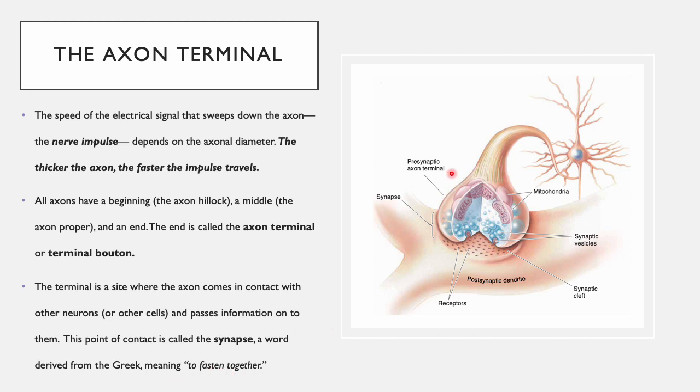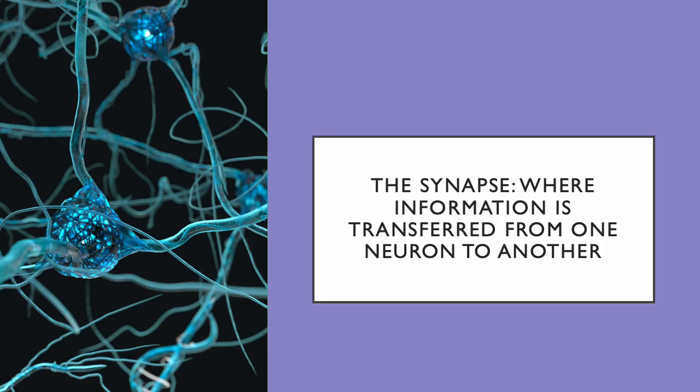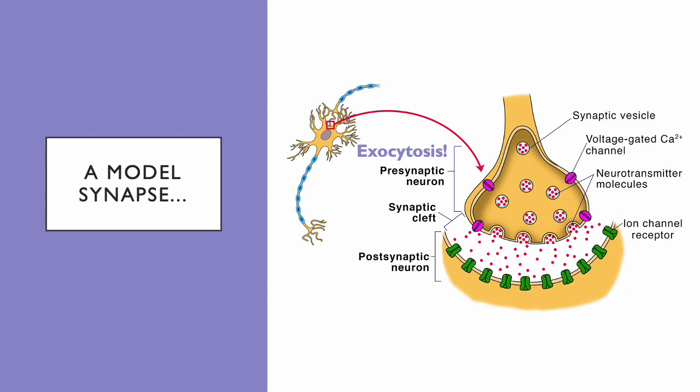We'll often refer to something as a presynaptic cell and a postsynaptic cell. At the synapse, a presynaptic cell is always trying to transduce information to the postsynaptic cell. So the synapse is where information is transferred from one neuron to another. And this is a really key point I want you to know.